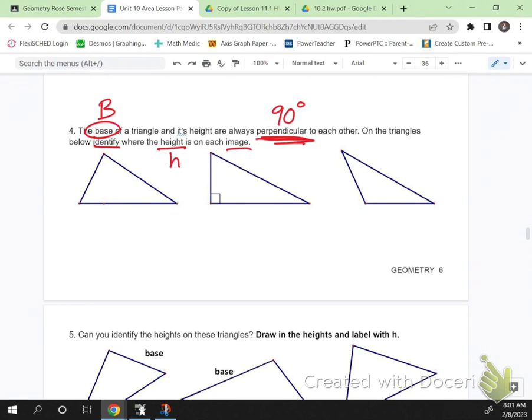For this one in the middle, the height is right there because it makes a 90-degree relationship. The base would be right here. Do we see that? The height and the base, because it's making this perpendicular relationship. What type of triangle is this? What will we call it? A right triangle. So a right triangle, it's really easy to see the base and the height because you already have that 90-degree symbol here.